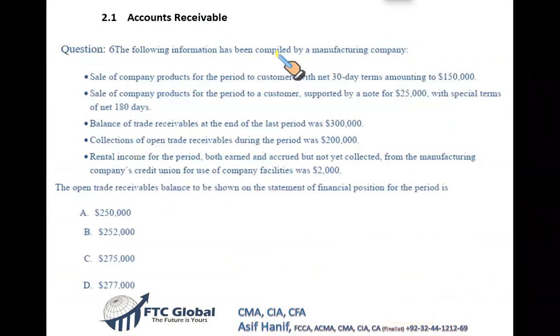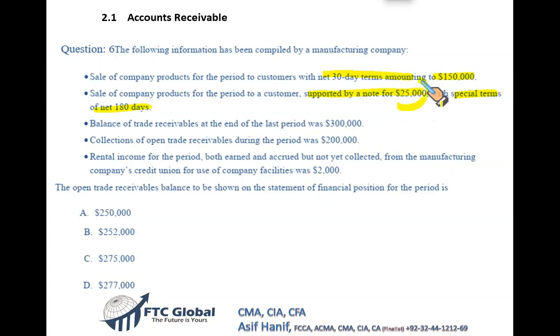The following information has been compiled by a manufacturing company. Sale of the company's products for the period to customers within net 30 days terms amounting to 150. Credit sales, okay? Sale of company products for the period to a customer supported by a note of $25,000 with special terms of net 180 days. Since this is a special sale and against it we have already received a note, technically he has given us some consideration which will be materializing in the coming time. So technically it is not an account receivable.